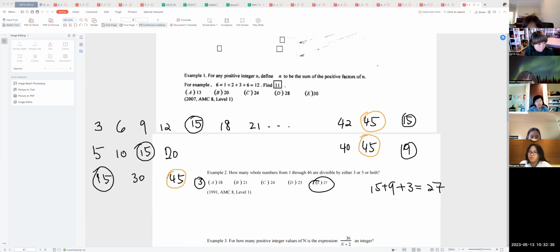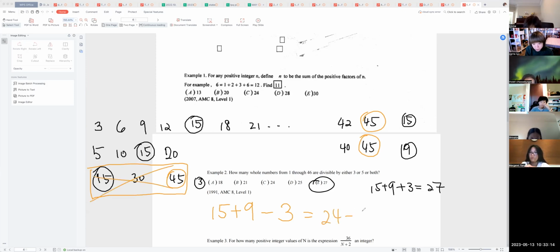Correct, Margaret? Okay, so there are a lot of numbers being what? Double counted, right? So first of all, Jason, I want you to find out how many numbers are both divisible by 3 and 5. There's 15, 30, and 45. Very good. So in my perspective, it should be 15 plus 9 and then minus 3. Instead of plus 3, minus 3. Minus these 3 over-counted numbers. So 24 minus 3 equals 21. So the answer is B.